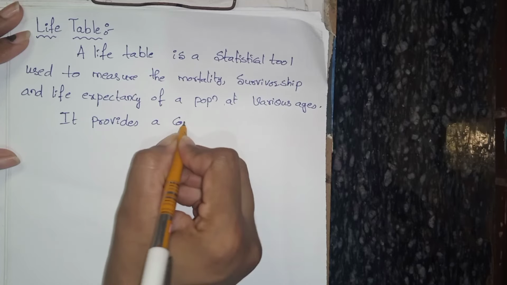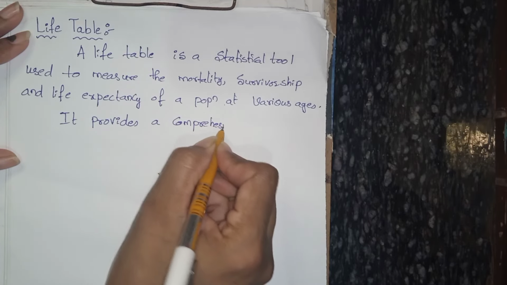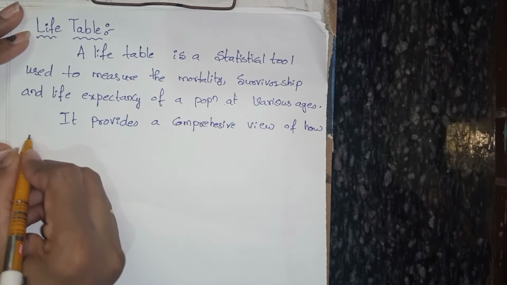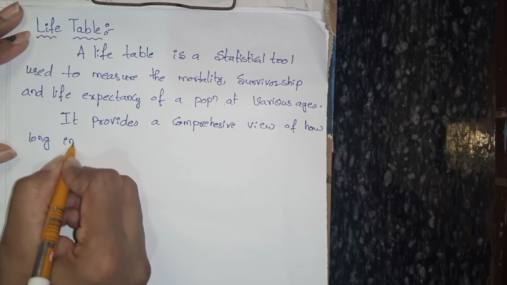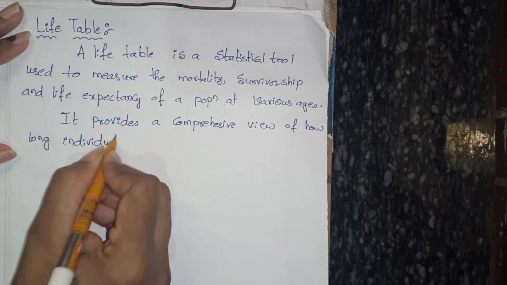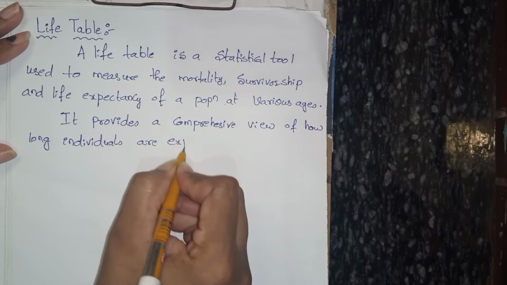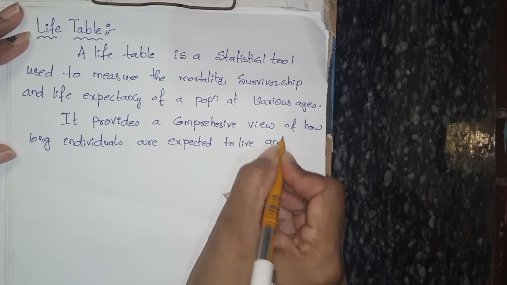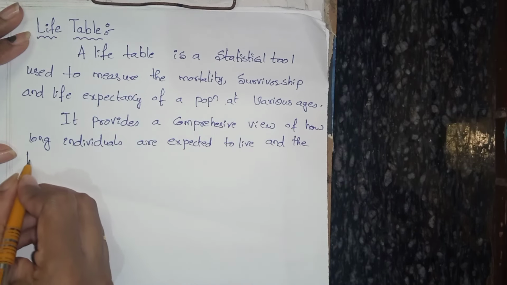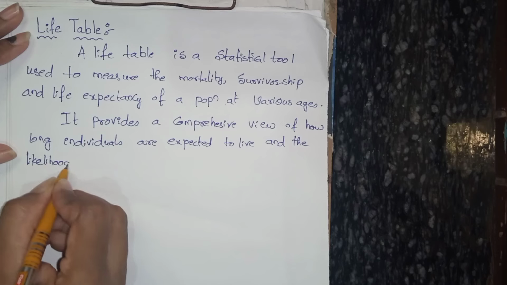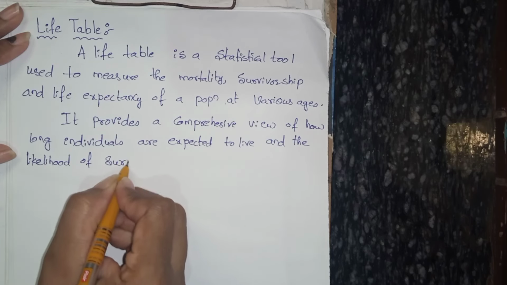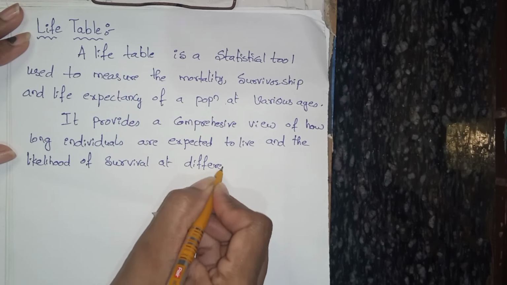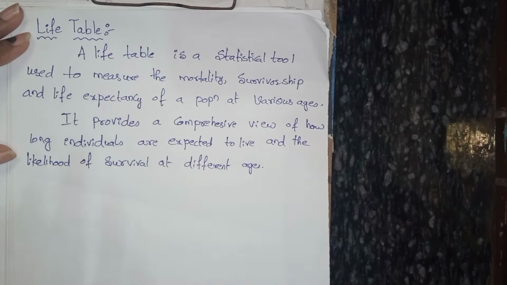It provides a comprehensive way. What do you mean by comprehensive? Comprehensive view of how long individuals are expected to live, and the likelihood of survival at different ages. Okay, survival at different ages. So this is about the life table.